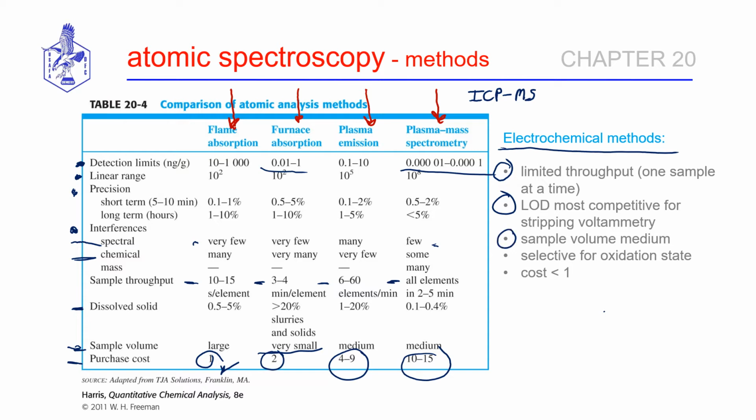Their sample volume is medium. We usually need a few milliliters at least. And the big advantage to the electrochemical methods is they are selective for oxidation state. I can distinguish iron 2 from iron 3. And once again, their cost is a lot less than the spectroscopic methods. So there's the big view of the elemental methods of analysis and how they compare from a performance perspective.